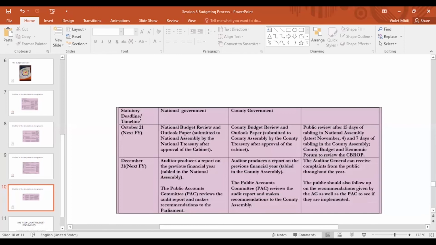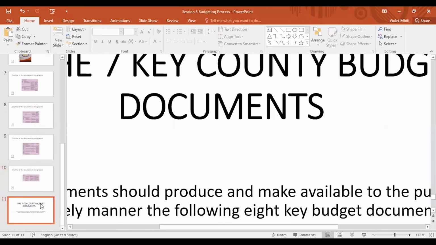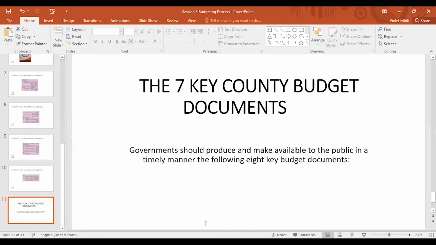So we have come to the end of today's session. Next week we are going to discuss the key county budget documents. Yes, we are going to discuss it next week on Wednesday.